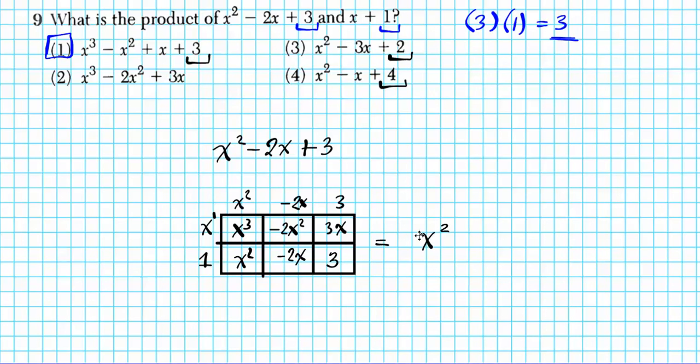So we have x to the third, and then check this out. These two terms are like terms, so we can combine them. You're combining the coefficients. Negative 2 plus 1 is negative 1, so negative x squared. And then the 3x and negative 2x are like terms too, same degree. 3 minus 2x is positive 1x, just write it as positive x, plus 3. As you can clearly see, our answer is option number 1.